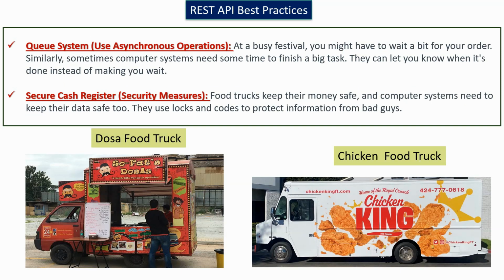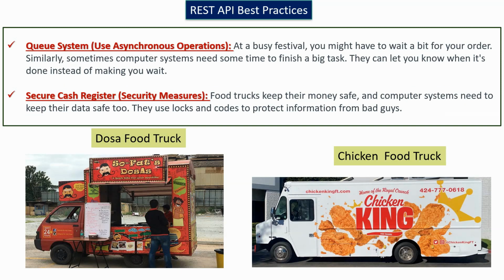Queue system, which is equivalent to asynchronous operation. In festival time, if you order food, you have to wait longer for the food. Similarly, sometimes a computer system needs more time to finish a big task and it can let you know when it is done instead of making you wait.